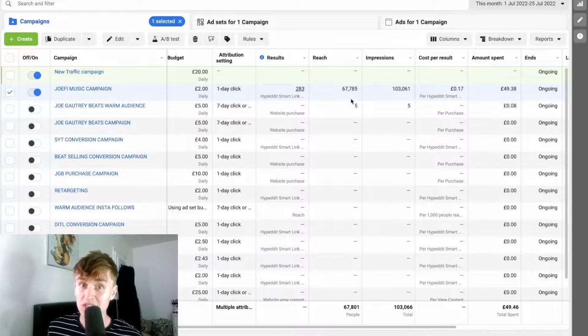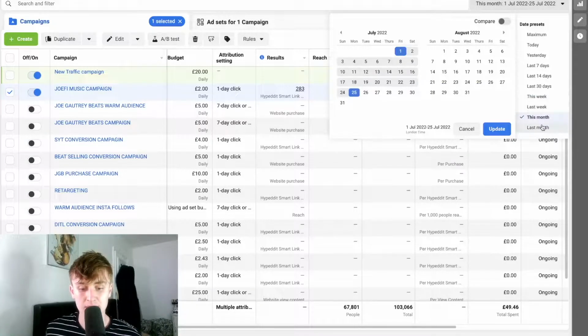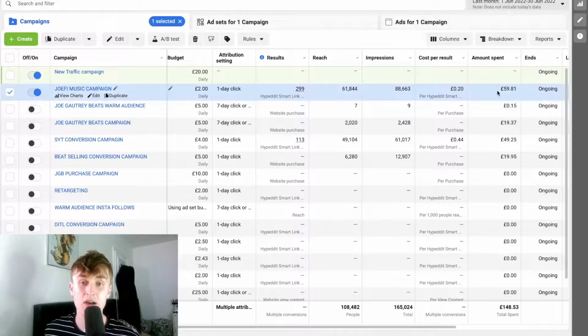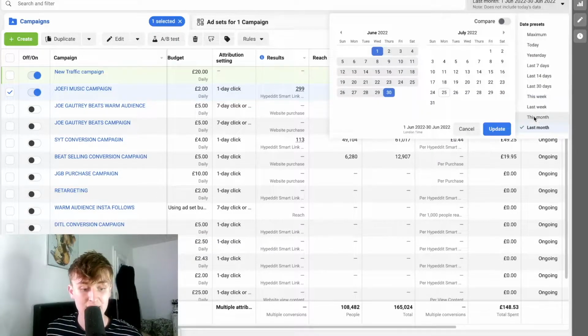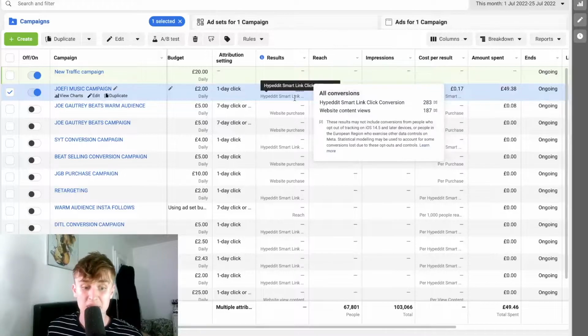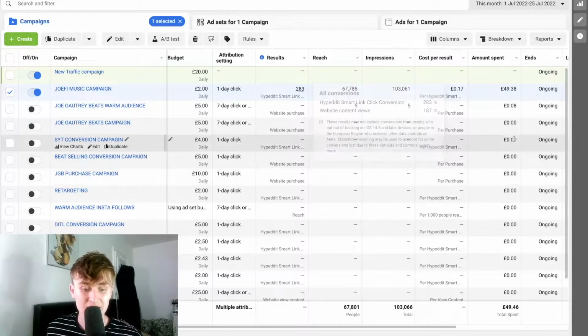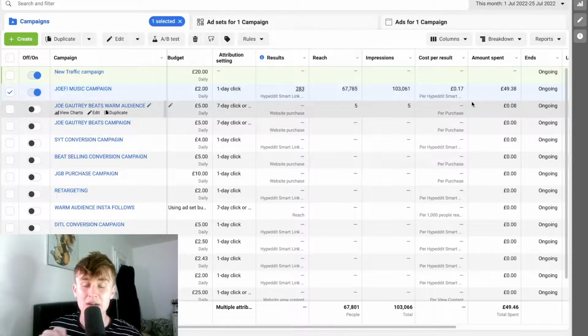I used a conversion campaign, as I just said, for this, and I just want to quickly emphasize this is a campaign which has now been running for over 2 months. If we go to last month, I spent £59.81, and I was getting 20p conversions. It was seen by 88,000 people, and it got 299 link clicks. Now, if we compare that to this month, again, we're nearly at the same amount of link clicks. We still got a week left in the month, and we've had 17p in conversions.